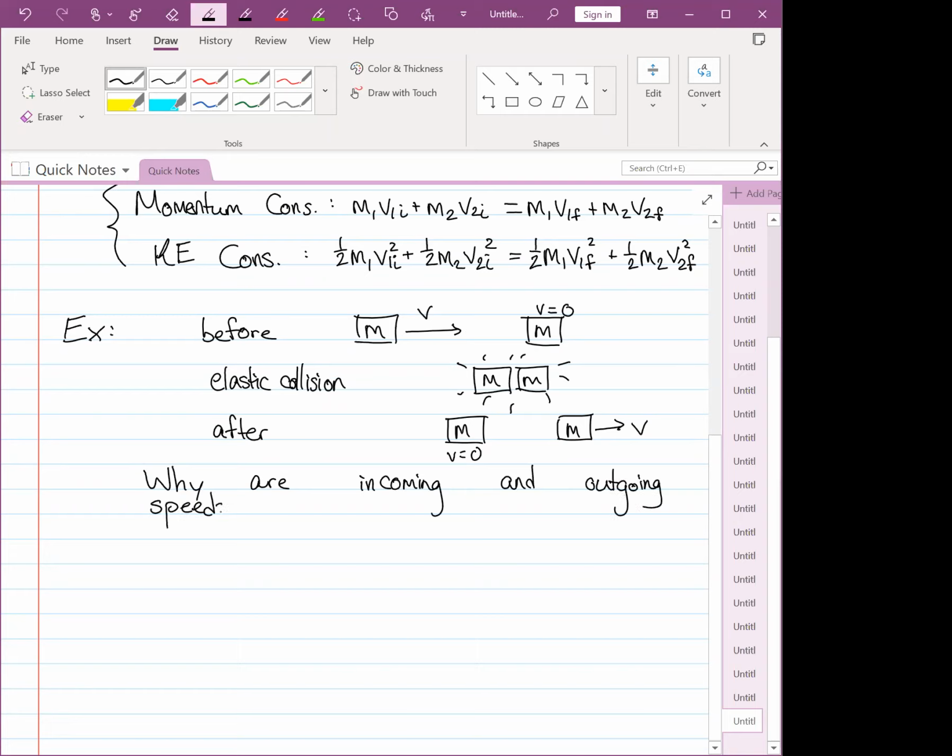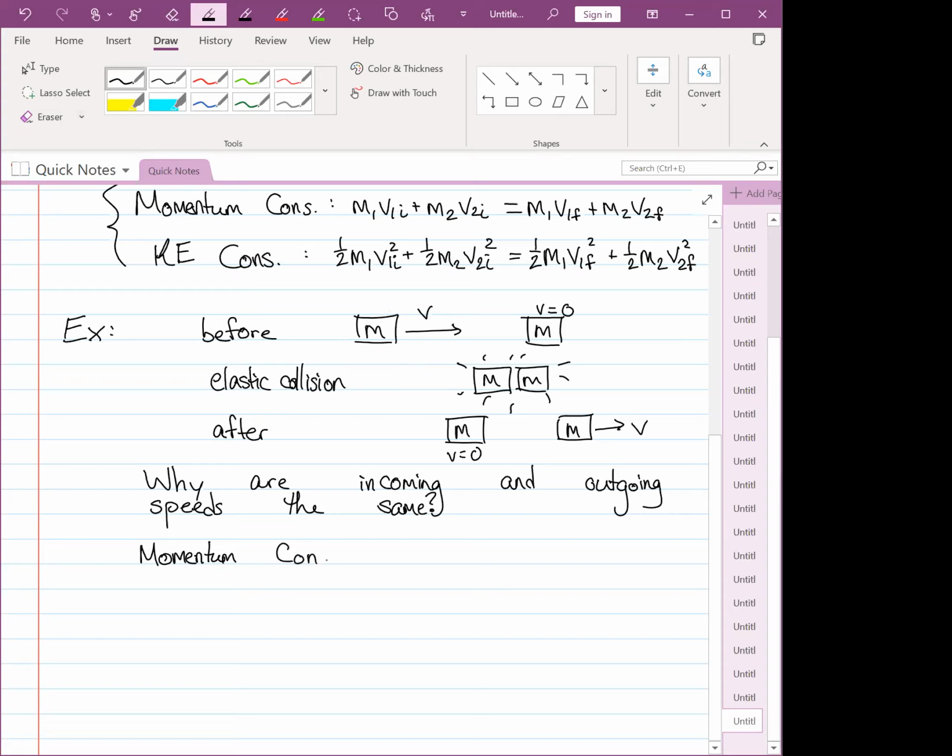So we can justify this just by using the equations above. So we have the momentum conservation equation, and that's because there are no external forces here. It's just the two blocks hitting each other. Yeah, they have equal mass. They both have mass m.